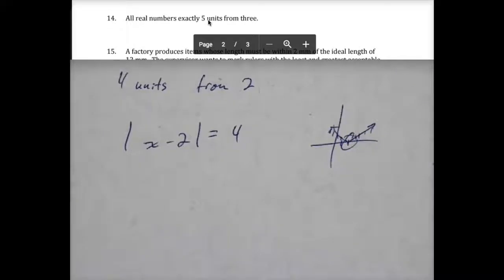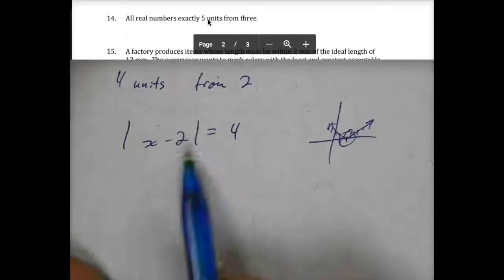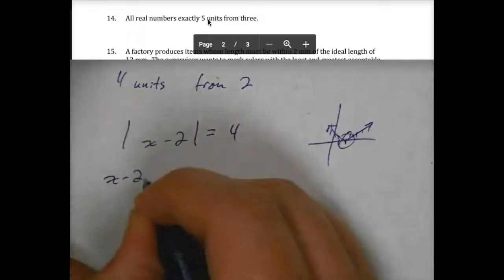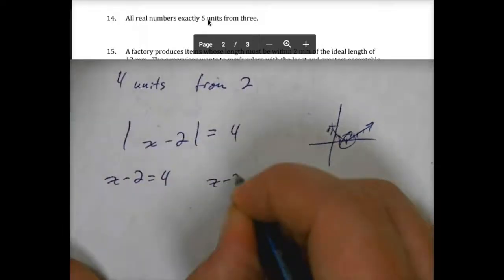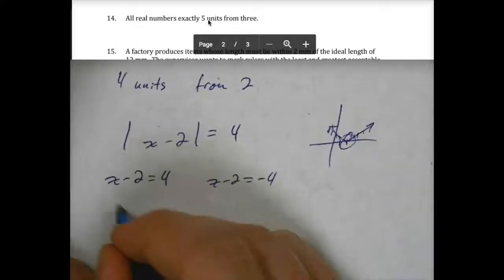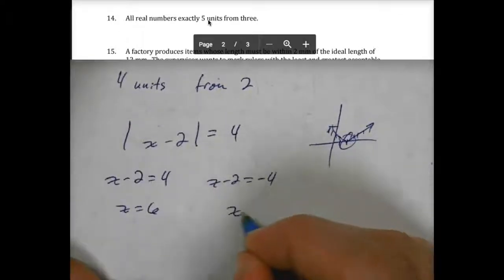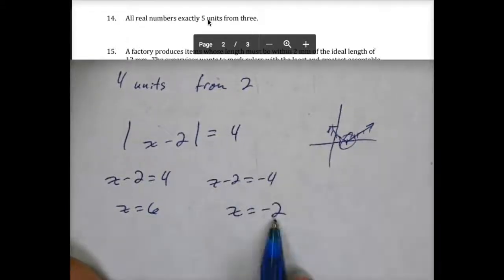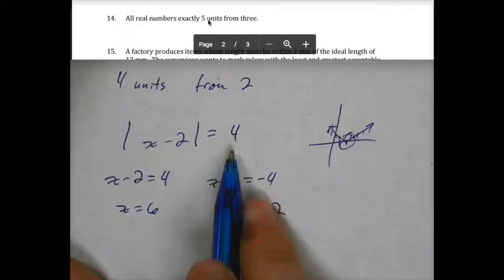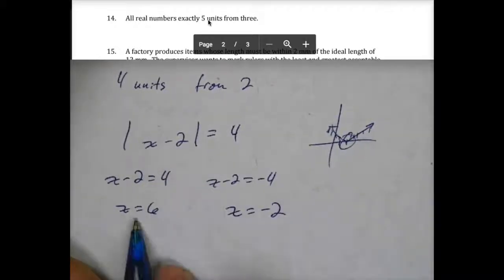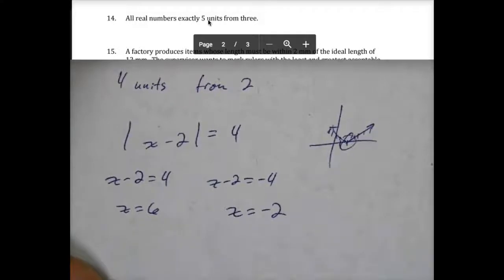We can do the same sort of thing when we're writing our equation. So think about where it needs to be. And again, you can solve this so that x minus 2 equals 4, x minus 2 equals -4. This would be x equals 6 and x equals -2. These are both 4 units from 2. Check your work by solving them. It makes it a little bit easier on you guys.